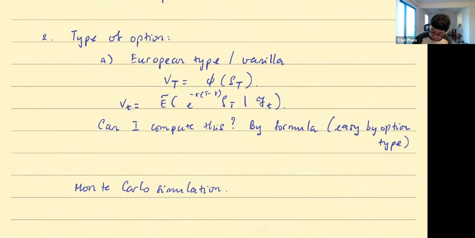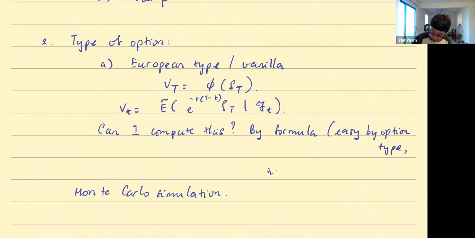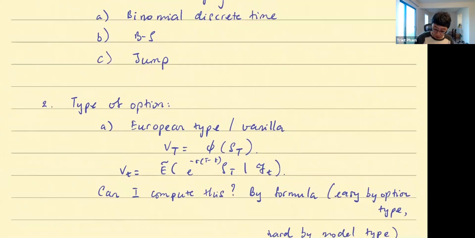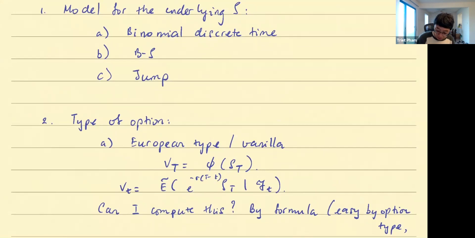So the formula can be easy by option type, but maybe hard by model type. In other words, if I make a model more complicated, the list goes on here. There is a class of model called the Heston model that is quite popular in practice, but we unfortunately don't have time to discuss it in this class.